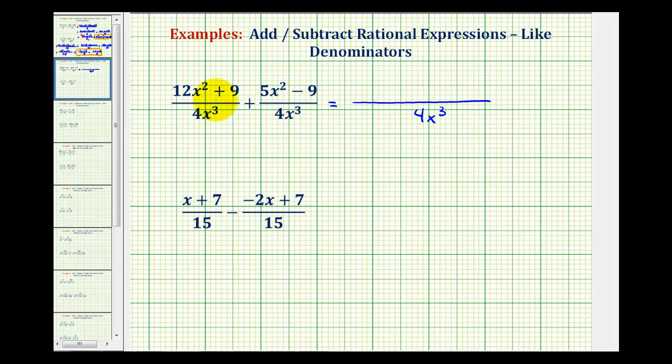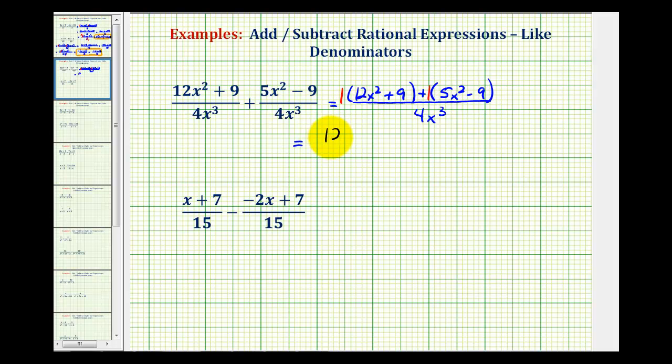And then we'll add the numerators, so we would have the quantity 12x squared plus 9 plus the quantity 5x squared minus 9. Notice how I included parentheses around each numerator. I highly recommend doing this for both addition and subtraction, even though it's not required for addition. So now we will clear the parentheses so we can think of distributing a positive 1 if we want, which isn't going to change anything.